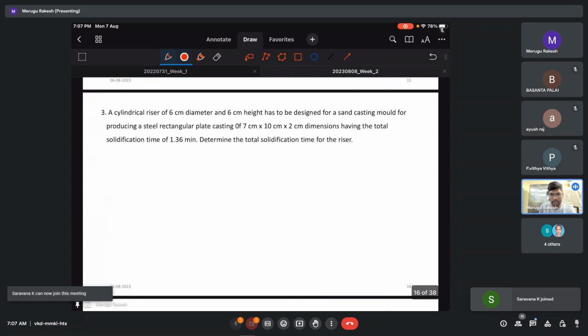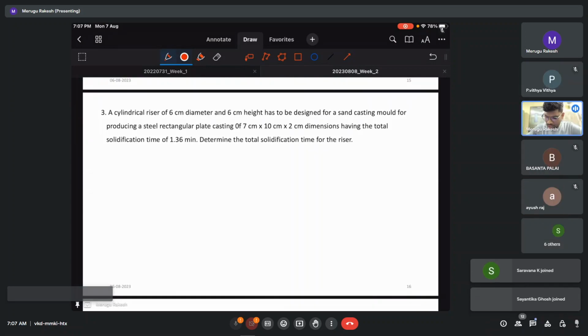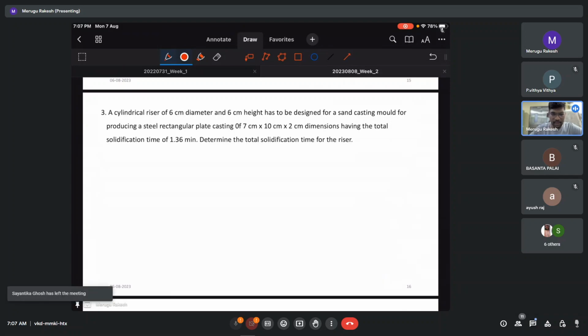So then let us try to solve this problem. A cylindrical riser, 6 centimeter diameter and 6 centimeter high, has to be designed for a sand casting mold for producing a steel rectangular plate of these dimensions having the total solidification time already given. Determine the total solidification time of the riser. Just see how they are framing the question. Now you need to find the time for solidification of the riser, not the casting. But you already know total solidification time is Cm multiplied by volume by area whole square. So this value will be the same for the riser as well as the casting. Okay, so let us try.